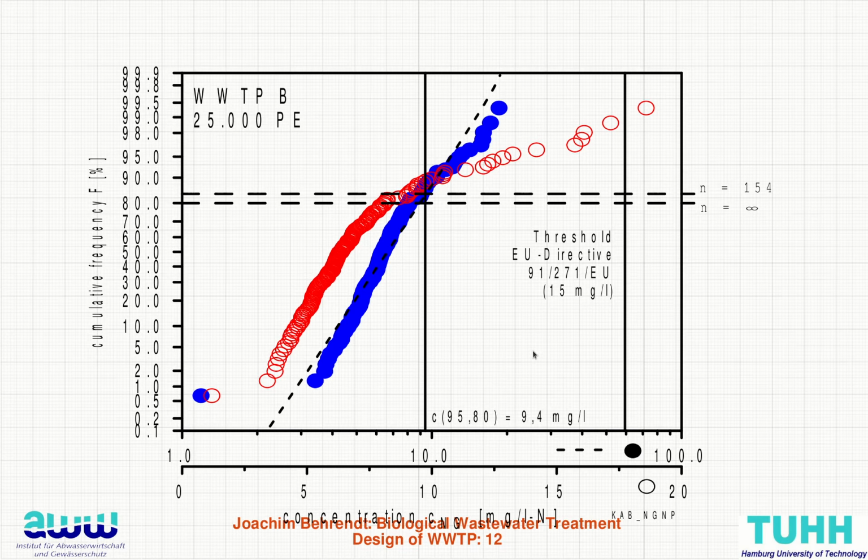As an operator, you want to be more or less sure that everything works fine. The threshold of the EU directive is 15 milligrams per liter, and then you are quite fine, also quite sure that everything is okay.